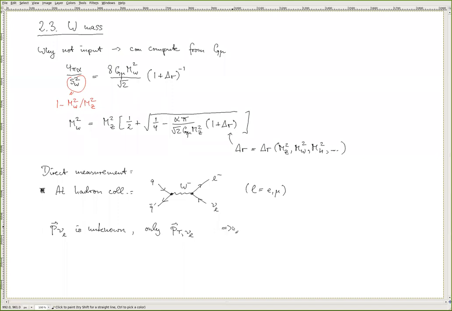And so instead of constructing the invariant mass of the lepton and neutrino, you can construct the next best thing, which is a so-called transverse mass. You just use the transverse components of the momenta to construct it. And this transverse mass does not have a peak at exactly the W mass, but it has a shape that is directly related to the W mass. I have some more details in the lecture notes about this, but because today I still want to get to the constraints on new physics, I will go over this rather quickly.